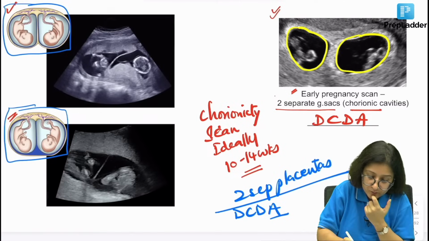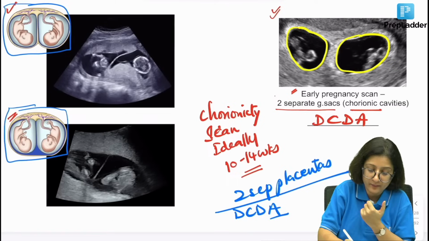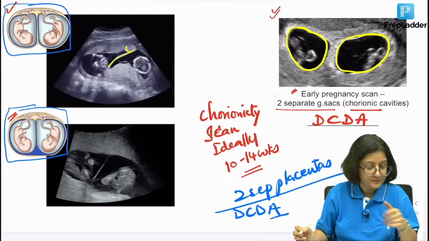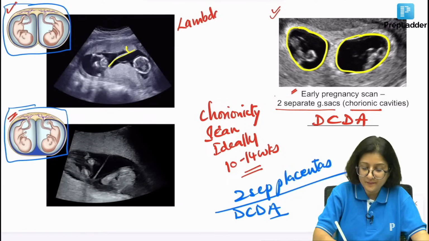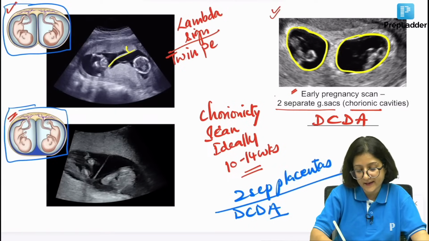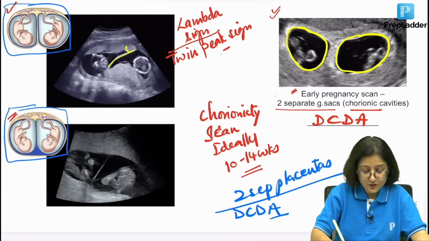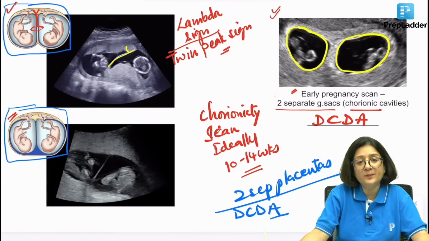Yep. There's an intertwin membrane, can you see? And this is the placental tissue, the chorionic tissue dipping in the intertwin membrane. So this is here. This is the lambda sign, also called the twin peak sign. So can you see here? Lambda sign, twin peak sign.